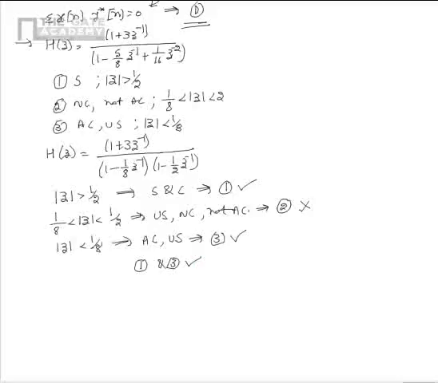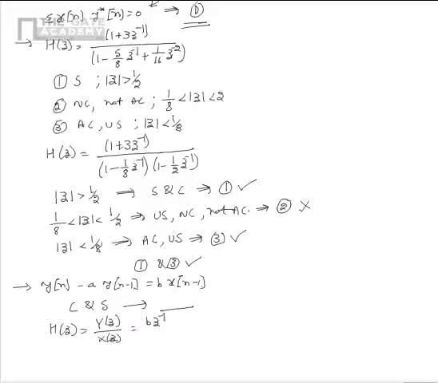Now let us consider another problem, as per which there is a LTI system which is represented by the LCCDE y of n minus a into y of n minus 1 is equal to b into x of n minus 1. It's given that the system is causal and stable. We need to find the condition that needs to be satisfied for the same. From the given LCCDE, we can write the system function as h of z is equal to y of z by x of z is equal to b z inverse divided by 1 minus a z inverse. This is by taking z transform on both sides of LCCDE.